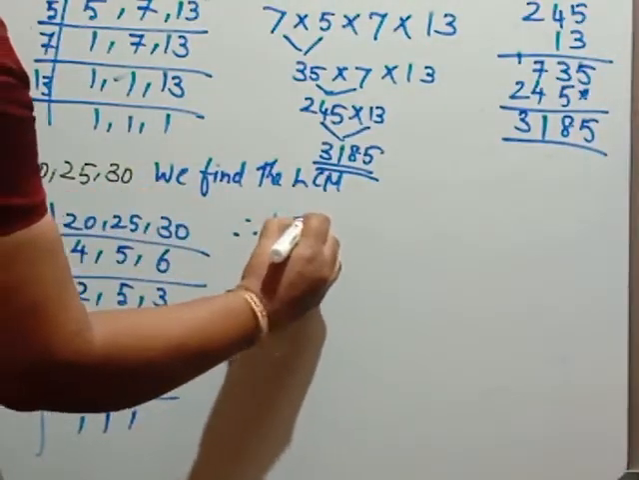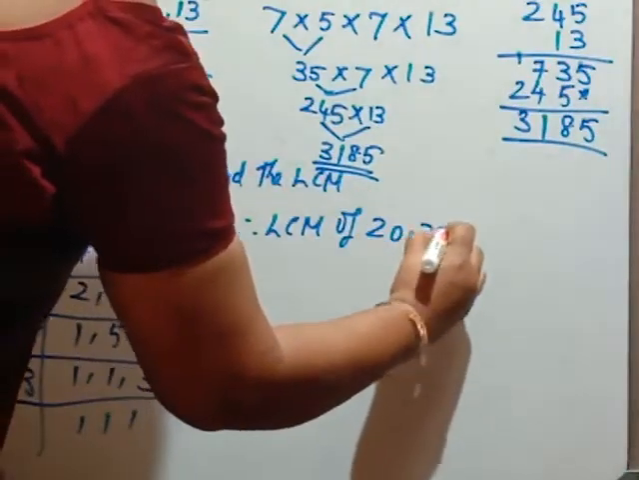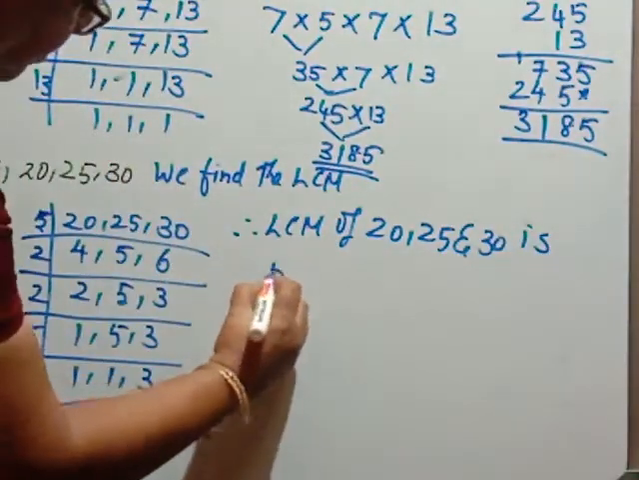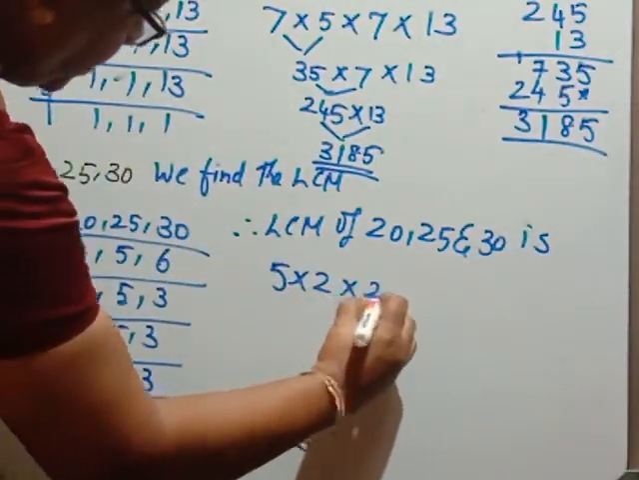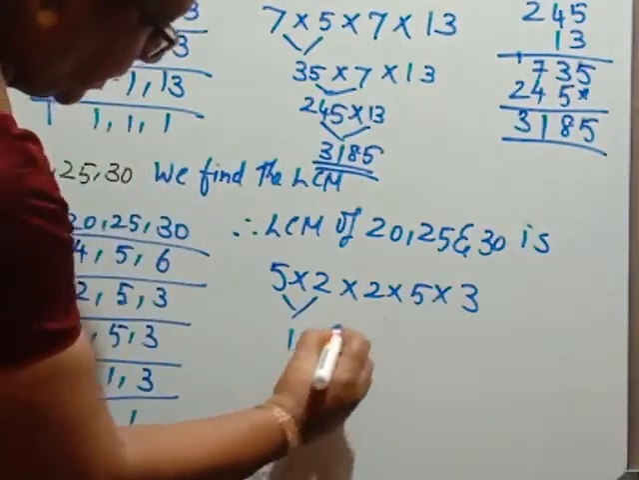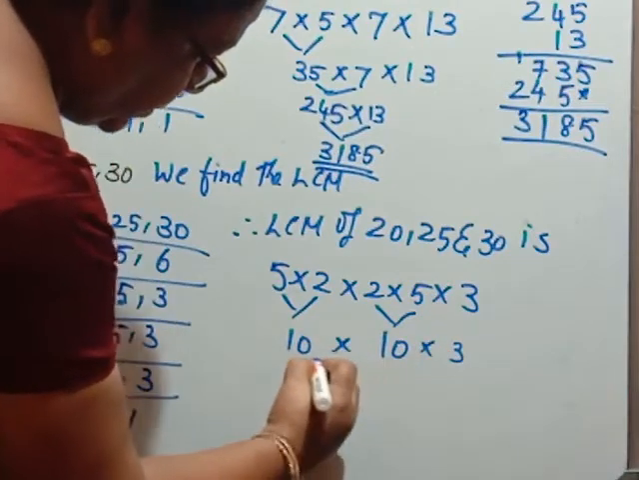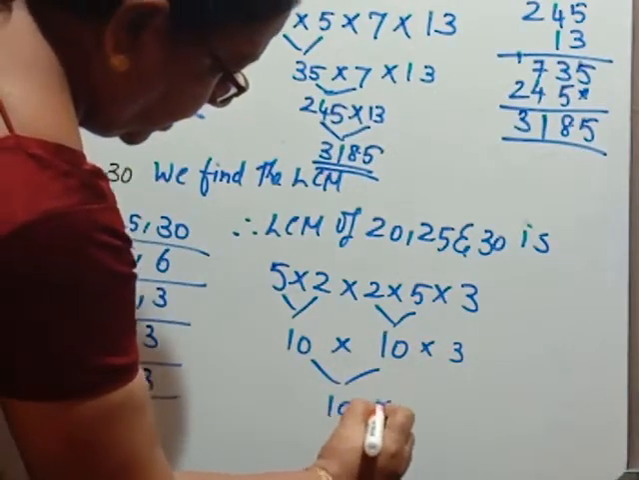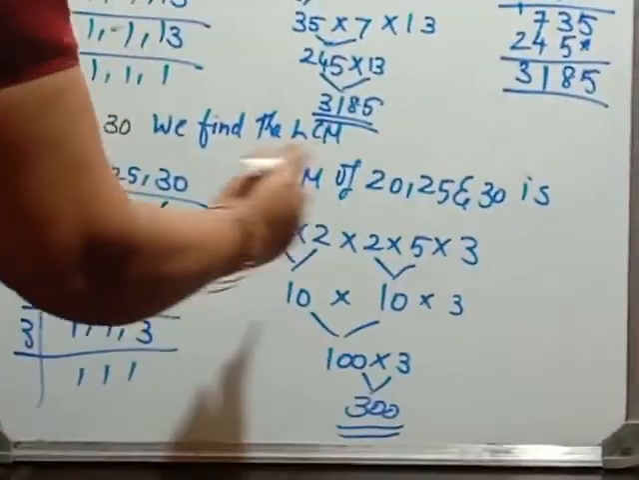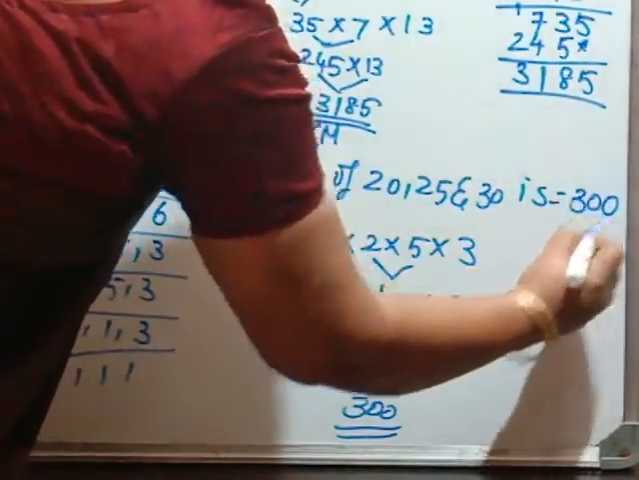Therefore, LCM of 20, 25 and 30 is, what is that? 5 into 2 into 2 into 5 into 3. 5 2s are 10. Here 5 2s are 10. 10 into 10, 100. 100 into 3 will get 300 as the LCM. Therefore, LCM of 20, 25, 30 is 300.